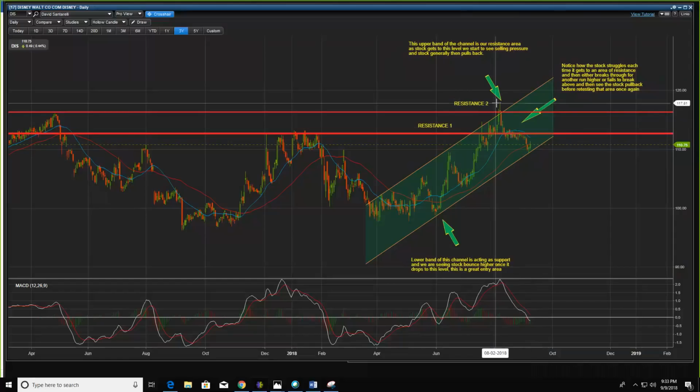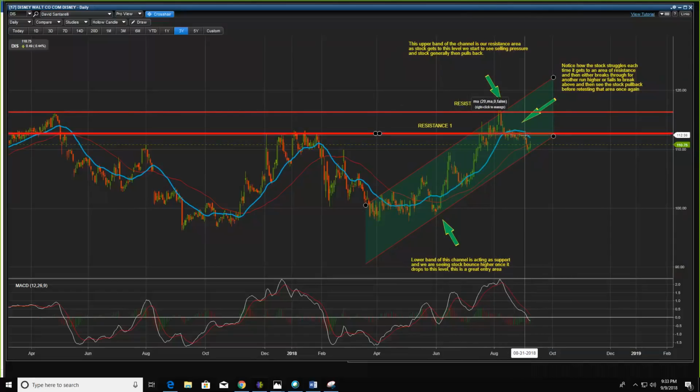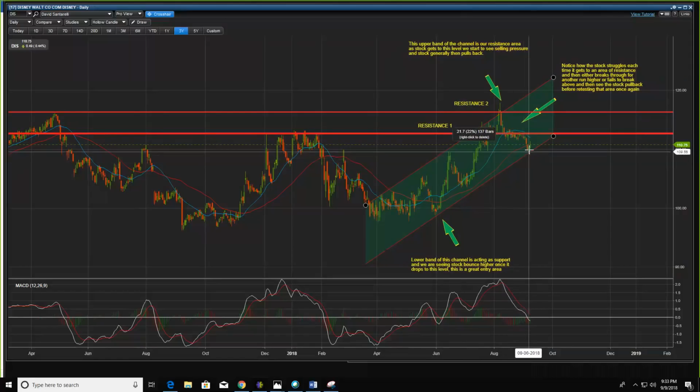So like I said, it got up to that resistance 2 area and even broke above that. And then when it came back down, this, which was resistance, is now support. It kind of held that support area before finally dropping. And then the outer band or the lower band of this channel acted as support, and it's now going to bounce higher. So right now what we're going to look at, we're going to see if Disney is going to get back up to that 112.50 area.